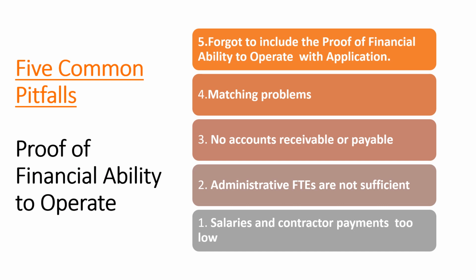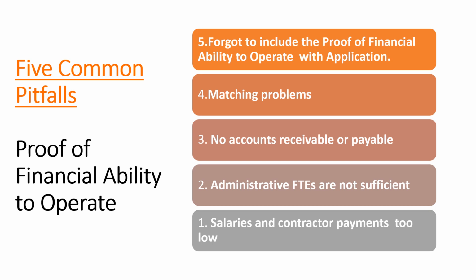In an attempt to add some humor into this very dry subject, I'm going to go over the fifth common pitfall. It's really not funny, it's actually sad, but it's very simple. The applicant forgets to include the proof of financial ability to operate with the application. Very easy to avoid. If you know about it and you read the instructions, you can avoid it.